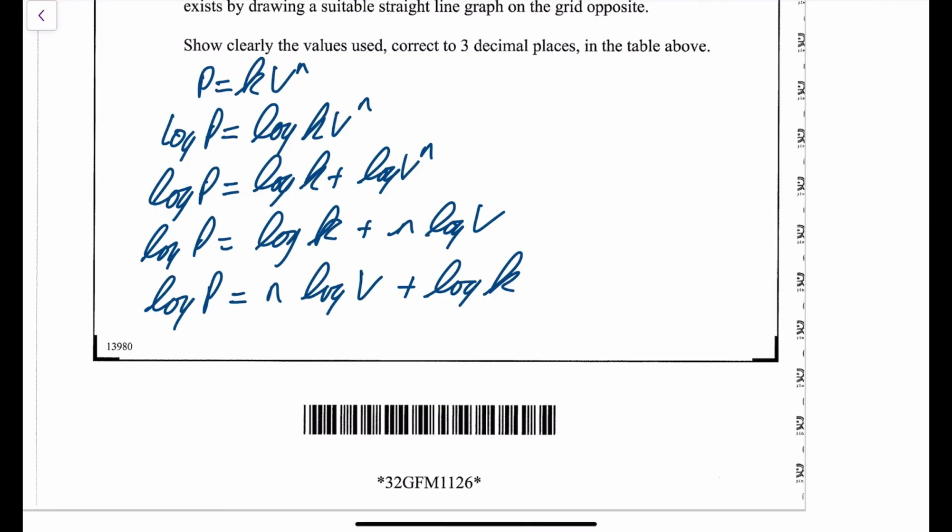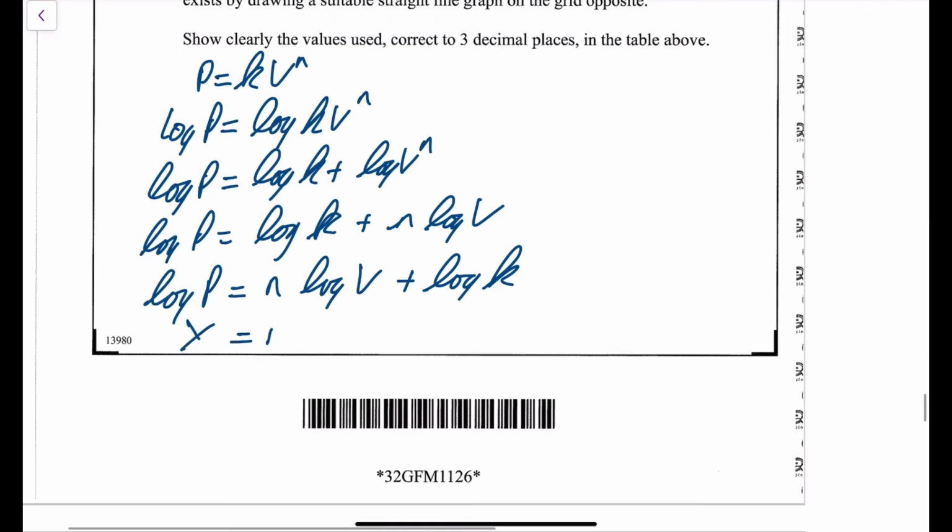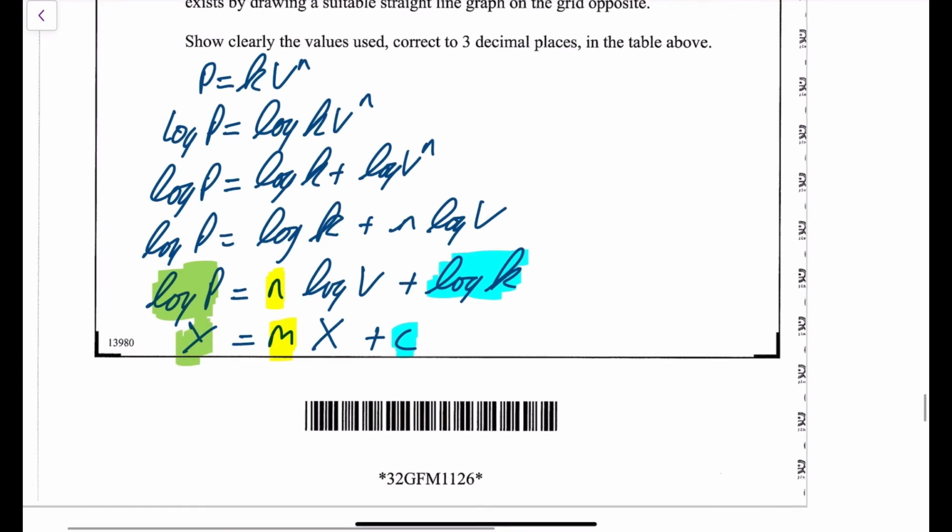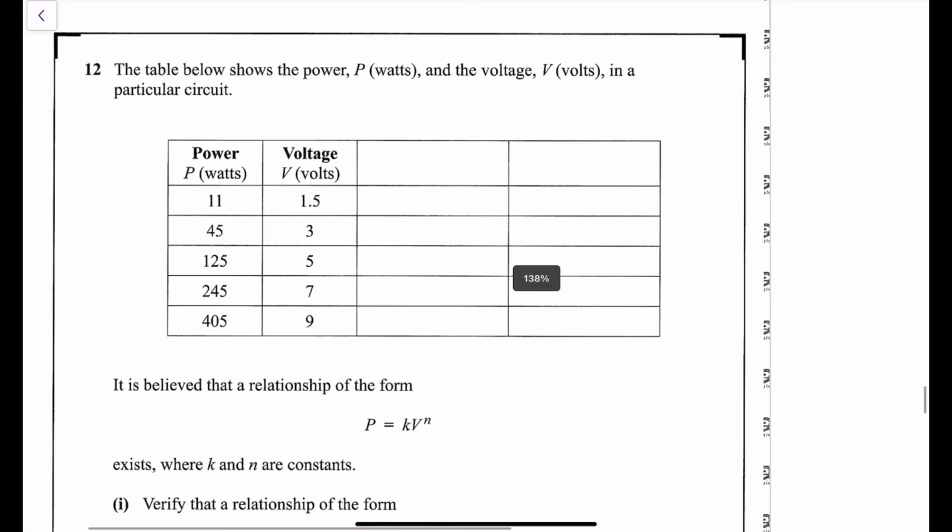Now, why I've done that is that's equivalent to your y equals mx plus c. So my gradient is the n. My intercept will be log of k. On my vertical axis, I'm putting log P, because that was equivalent to the y. And on my horizontal axis, I'm putting log V. So I need to plot log V against log P, where log V goes on the horizontal, log P goes on the vertical. So that's what I'm going to do.